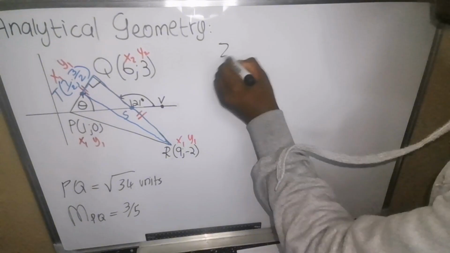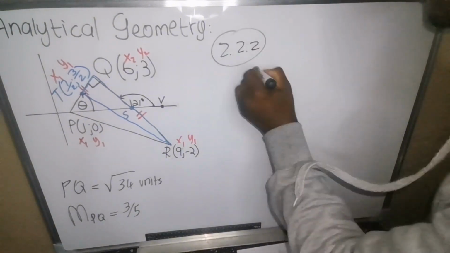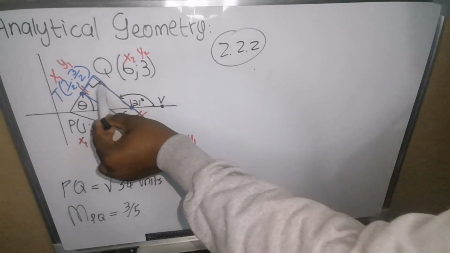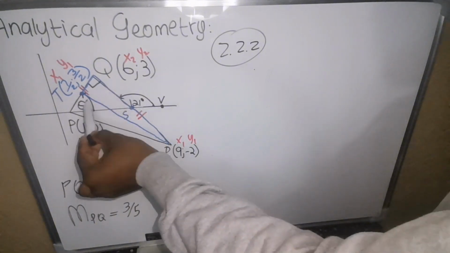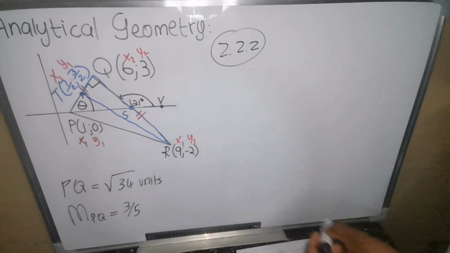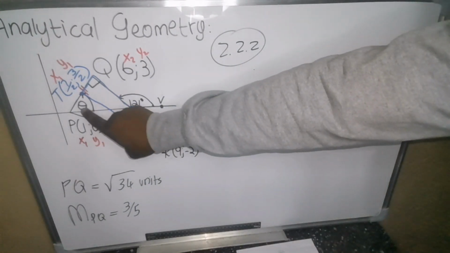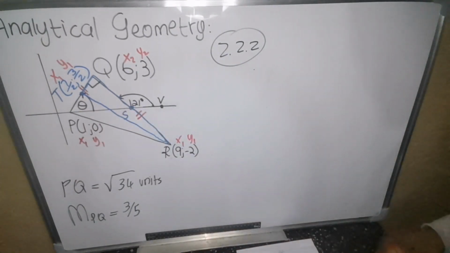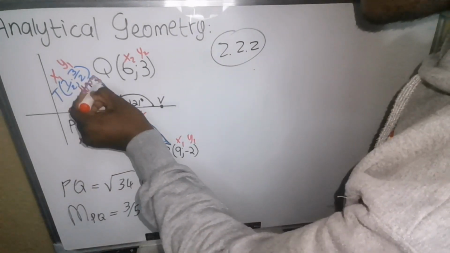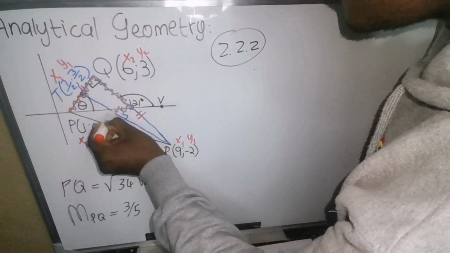2.2.1 done. We go to 2.2.2. It says determine the size of theta. Now, guys, where is theta? Theta is in this triangle, this one. So in this triangle we've got theta. Here's my theta. Focus on this triangle.